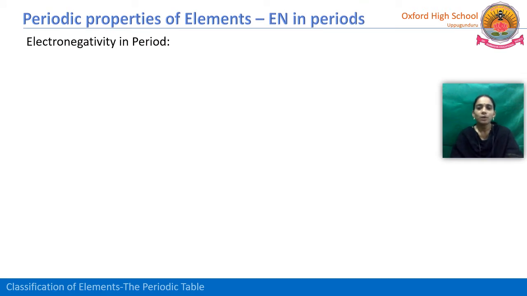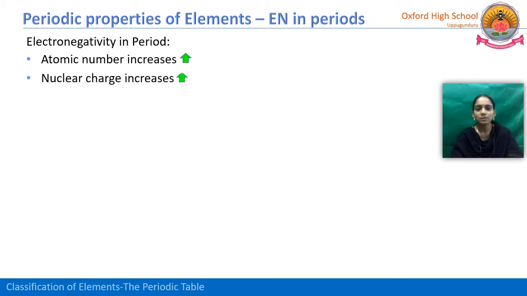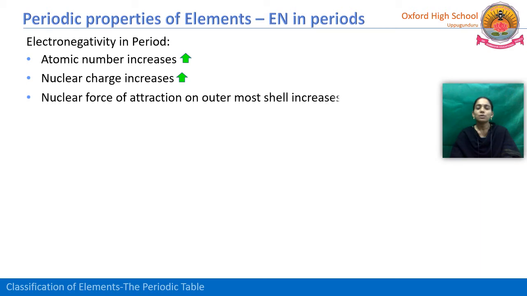Let us see how electronegativity is trending in a period. We know that all the elements are arranged in increasing order of their atomic number, so the atomic number increases. Nuclear charge increases. That means the nuclear force of attraction towards the outermost shell increases. So the atomic radius decreases because the attraction is more, and the size of the atom decreases.